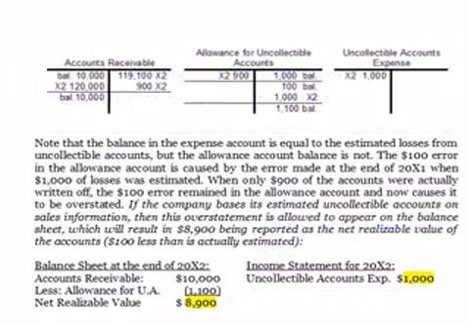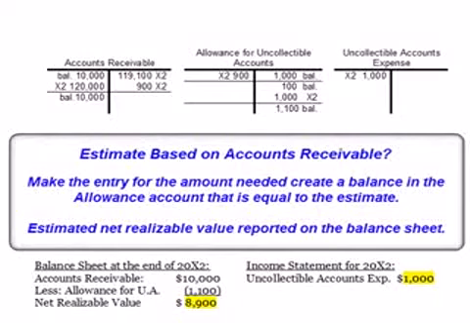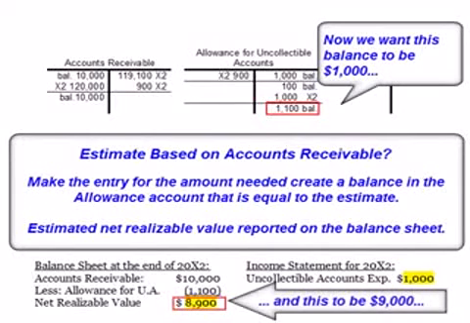However, if we base our estimate on the accounts themselves, either by taking a percentage of the balance in accounts receivable or by aging the accounts in some way, then we're using a balance sheet approach and the process changes. Now we assume that we're estimating the amount of the uncollectible accounts to report on the balance sheet and not the amount of the expense to report on the income statement. Therefore, we now want the balance that's left in the allowance account to be equal to our estimate.